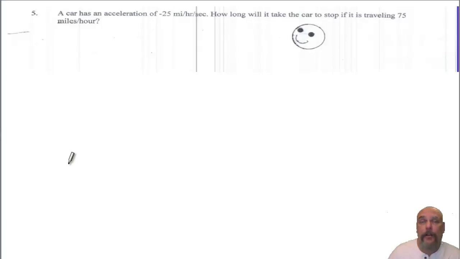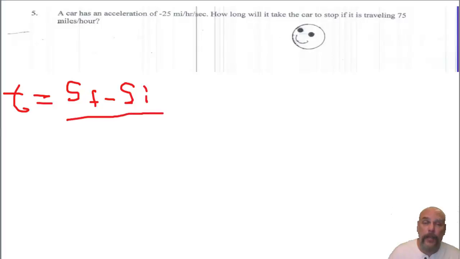Not so bad. Okay, and then finally, we have this. A car has an acceleration rate of negative 25 miles per hour per second. How long will it take the car to stop if it is traveling 75 miles an hour? Okay, now we need to figure out time again, so we're going to use the same formula. Time is equal to speed final minus speed initial divided by the rate of acceleration. And the interesting thing about this is our rate of acceleration is negative. That means that the car is doing what? Hopefully you said slowing down.